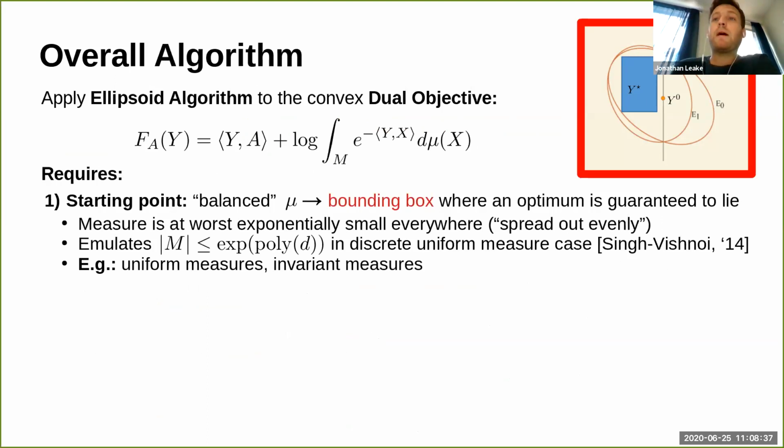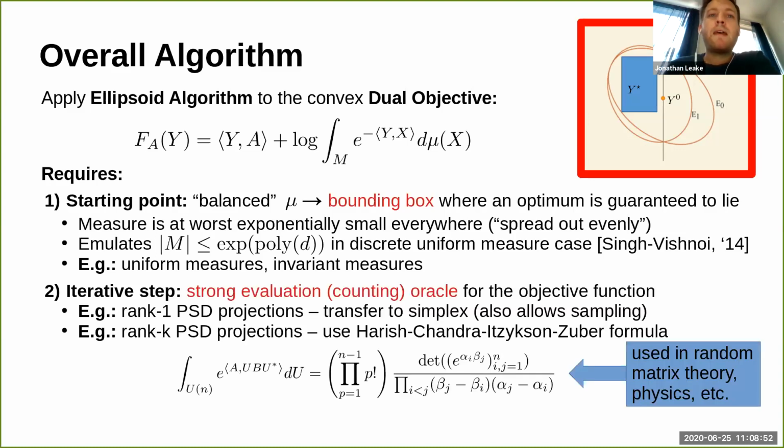I'm just going to talk about what balance means here, and essentially it means that the measure is spread out evenly, somewhat like uniform. It's not very small anywhere. And this is supposed to emulate the discrete uniform measure case. And most nice measures that you could look at have this property. But the second thing is a little harder, and it's this counting oracle.